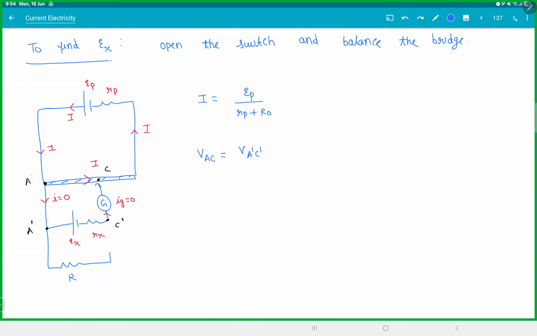Look at this, why? Points A and A dash are connected by a wire, so they both are equal. Point C and point C dash are connected with the galvanometer, but the current is 0. If current is 0, that means there is no potential difference. Therefore, C and C dash also must be the same. That's it. If you understood this one thing, I think you can handle potentiometer. A and A dash are same. C and C dash are same since IG is 0.